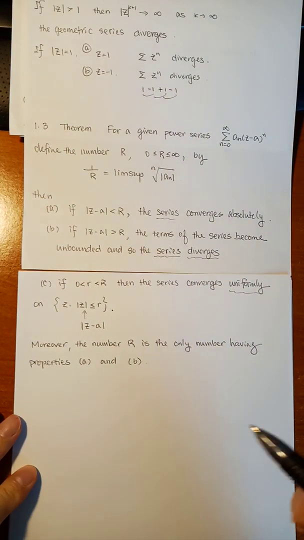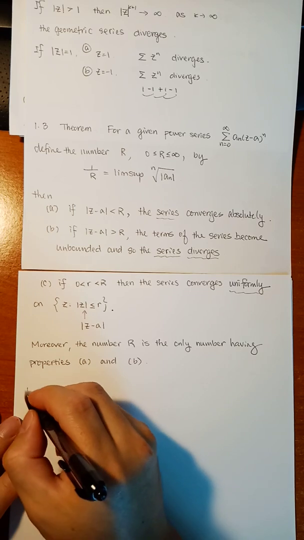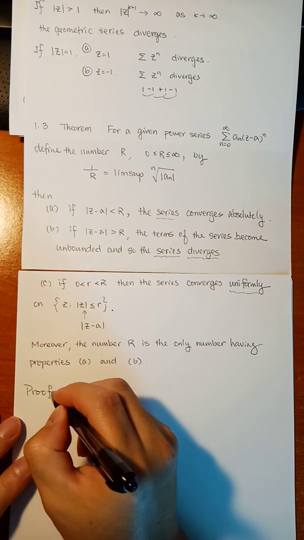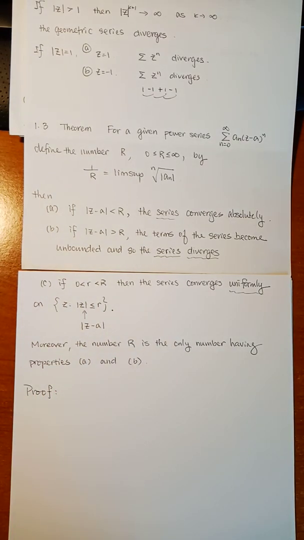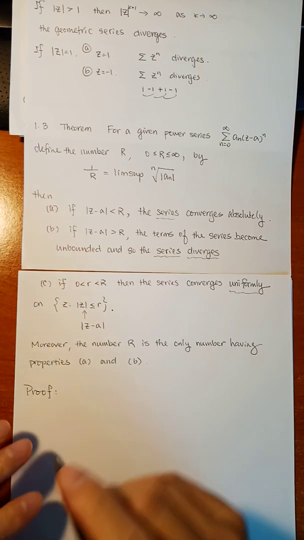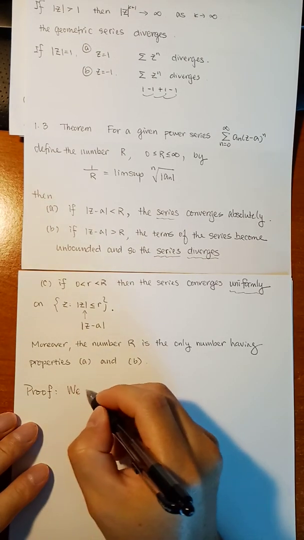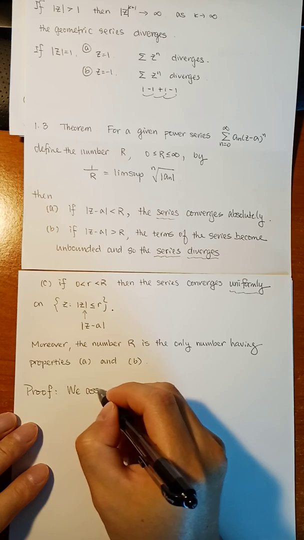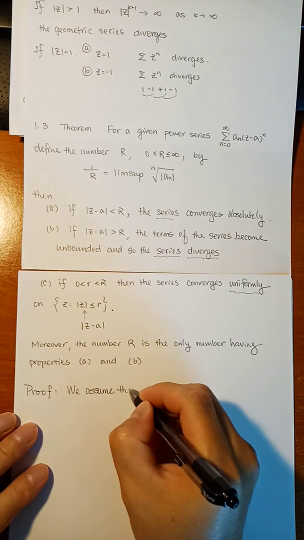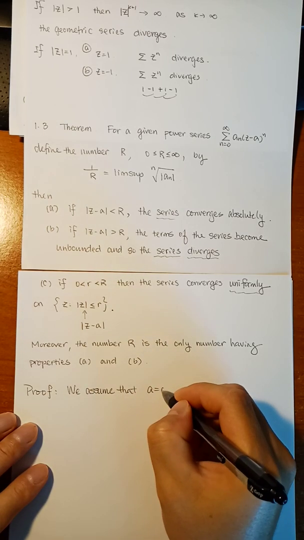Okay. Well, let's see the proof. Let's see why we got such stuff. So here we assume that A is equal to 0.